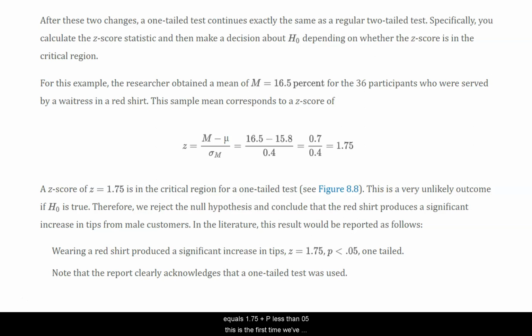This is the first time we've seen this. The probability that we obtained this sample mean, given that the null hypothesis is true, is less than 5%. Therefore, we reject the null hypothesis and enjoy the statistical significance. You'll notice also that they specifically said it was a one-tailed test.